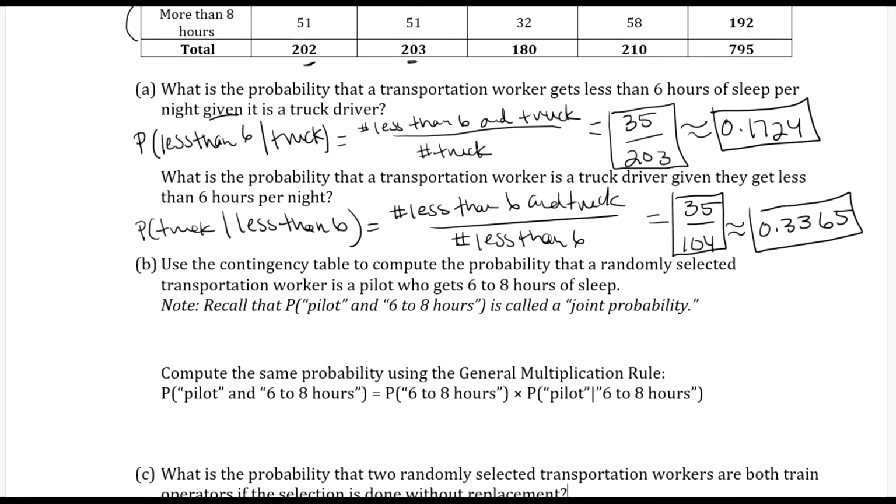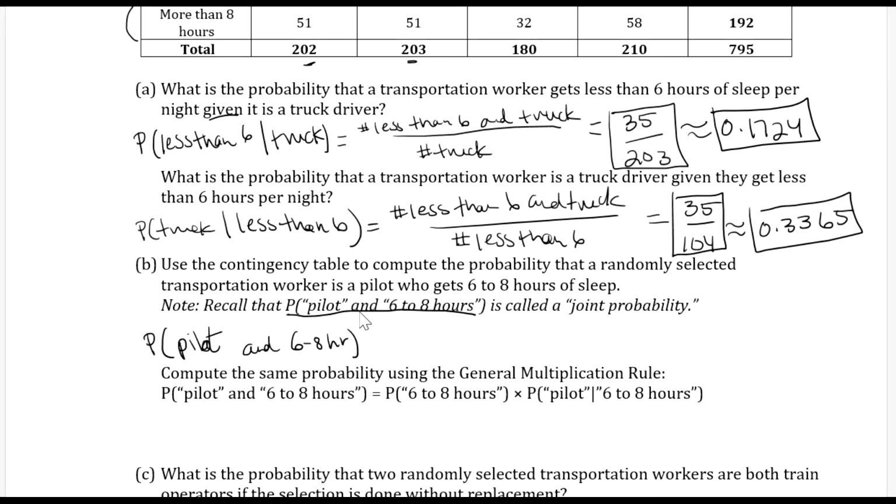Part B. Use the contingency table to compute the probability that a randomly selected transportation worker is a pilot who gets less than 6 hours of sleep. Okay, so we want to know the probability that this person's a pilot who gets 6 to 8 hours of sleep. So it is also written as probability of pilot and 6 to 8 hours.